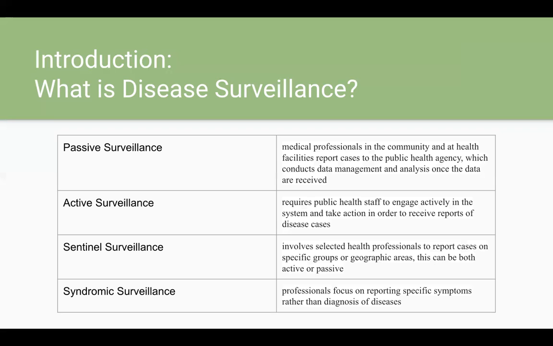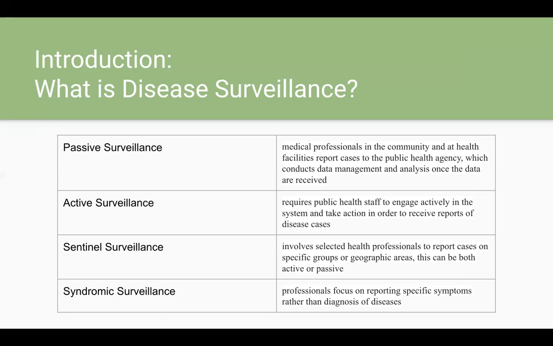Passive surveillance is for medical professionals in the community and at health facilities. They have to report cases to a public health agency to conduct management analysis once the data are received. So that one is not as immediate reporting as active surveillance would be. Active surveillance requires public health staff to engage actively. So they're constantly keeping track of something rather than just gathering it as it comes.